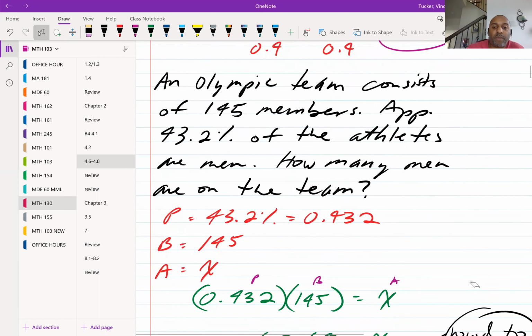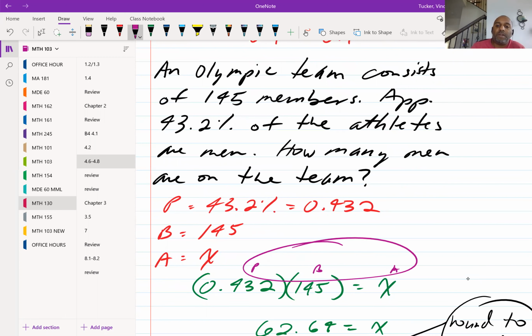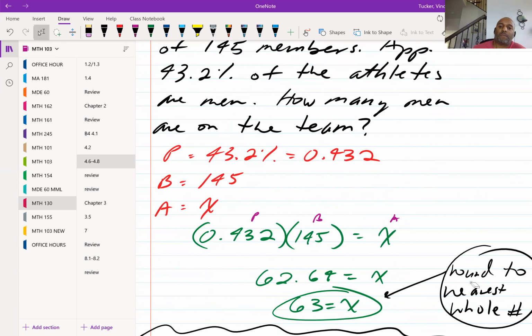All right. So now we set it up. Like I said, if we're going to use the PBA, our percentage times your base equal to your amount. So it's 0.432 times 145 equal to X. And X is on one side by itself. So it's one of those situations where we don't have to solve, we can just go ahead and multiply because we already have X on one side by itself. All right, we're good. And so multiplying the two numbers on the left gives me 62.64.